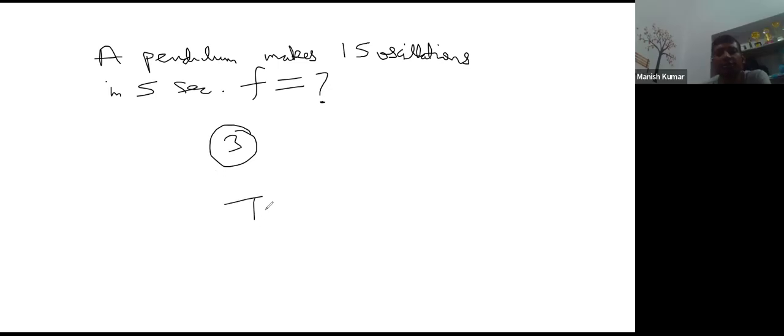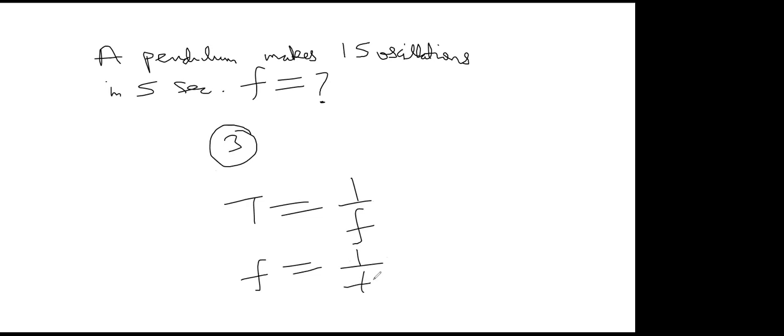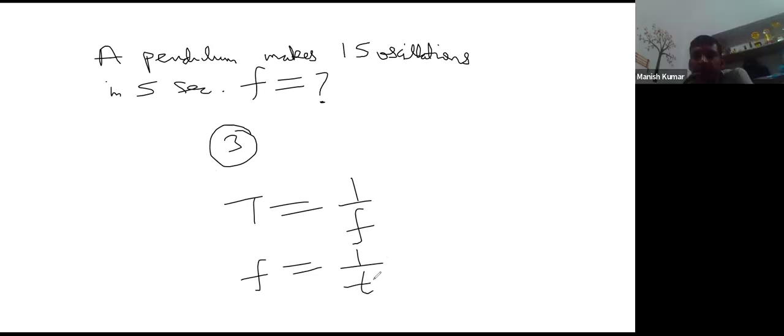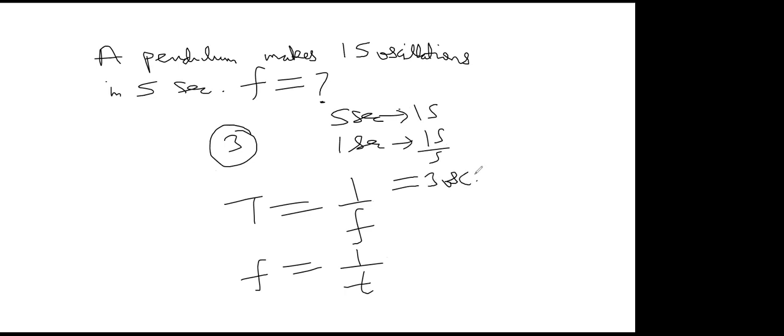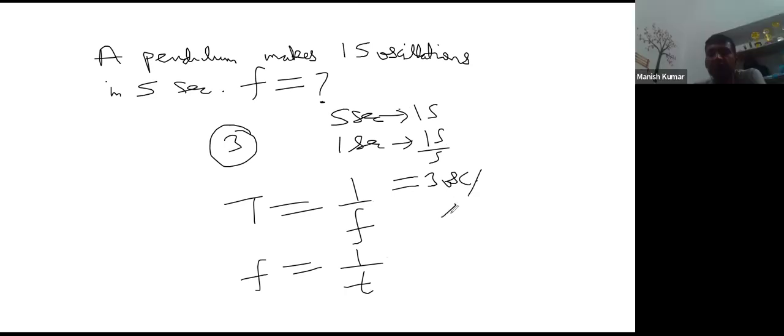See, T is equal to 1 by F, or you can write F equal to 1 by T, the opposite of time period. So in 5 seconds, there are 15 oscillations. In 1 second, how many oscillations will there be? 15 by 5 equals 3 oscillations. So the frequency is 3 oscillations per second, isn't it?